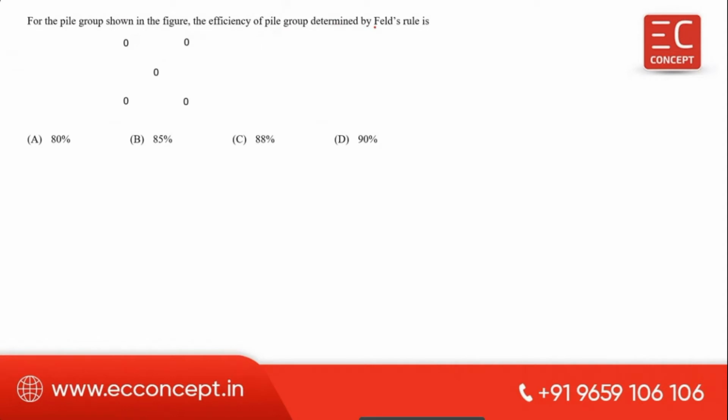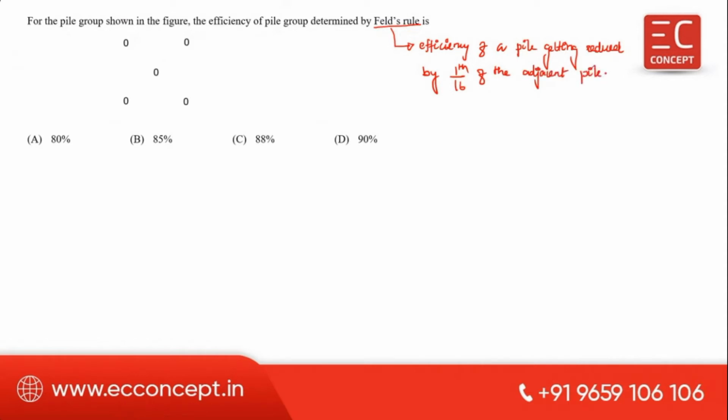Okay, next question. For the pile group shown in the figure below, the efficiency of the pile group is determined by Feld's rule. What does Feld's rule say? Feld's rule says the efficiency of a pile gets reduced by 1/16 for each adjacent pile.